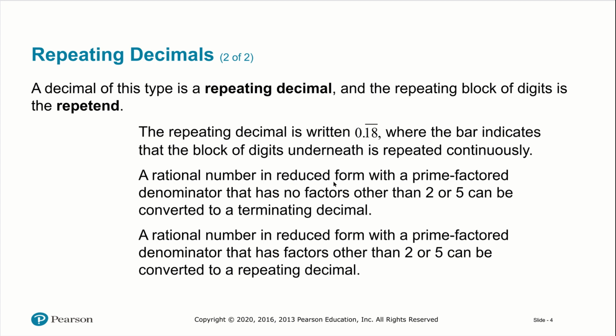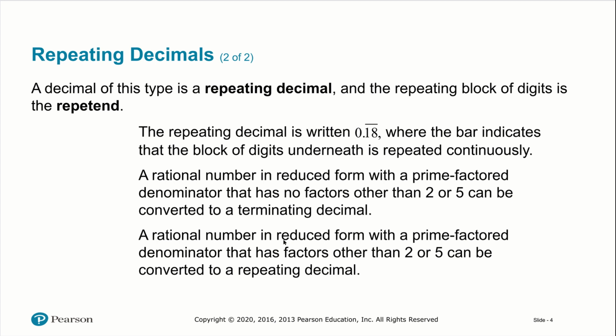A rational number in reduced form with a prime factor denominator that has no factors other than 2 or 5 can be converted to a terminating decimal. We've already seen that in our previous lesson. Remember, we want no factors other than 2 or 5 in order to be able to write the fraction as a terminating decimal, and we've already accomplished that in our previous lesson.